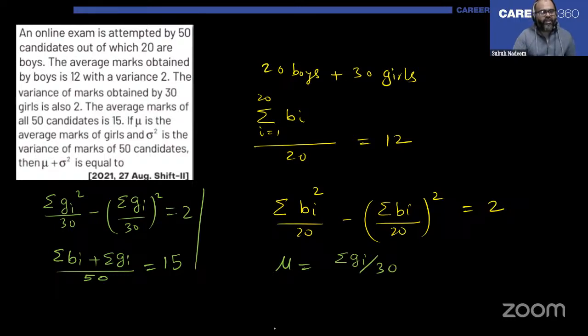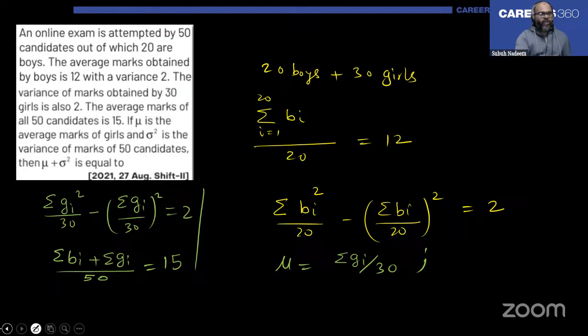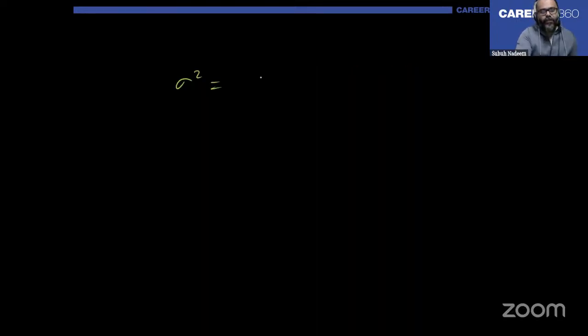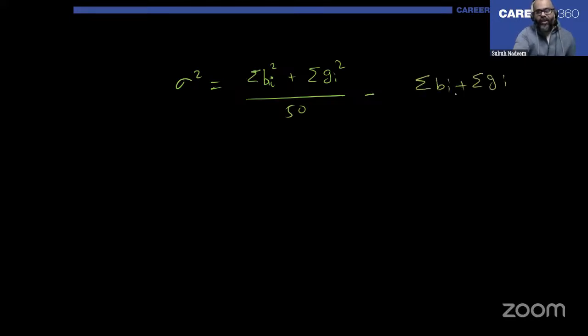And sigma square is the variance of marks of 50 candidates. So what is it? Sigma of Bi square, all the 20 Bi, plus Gi square, all the 30 Gi, by 50, minus (sigma of Bi plus sigma of Gi by 50) whole square. This is sigma square. Fine.